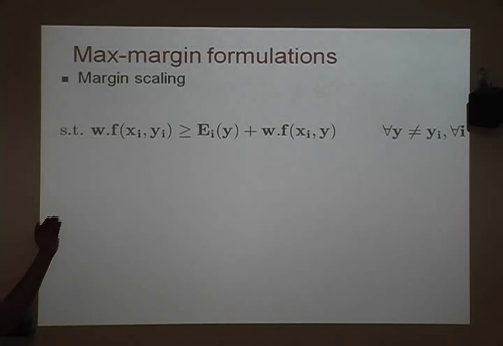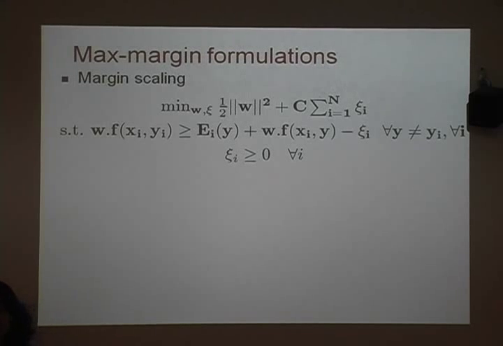But this is the hard margin case. Like in the case of SVM, you want to soften it, and the way to soften it is by adding a slack variable.